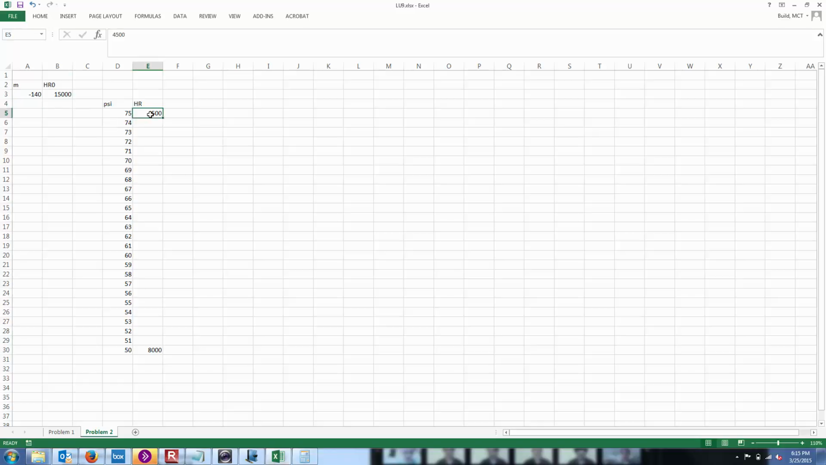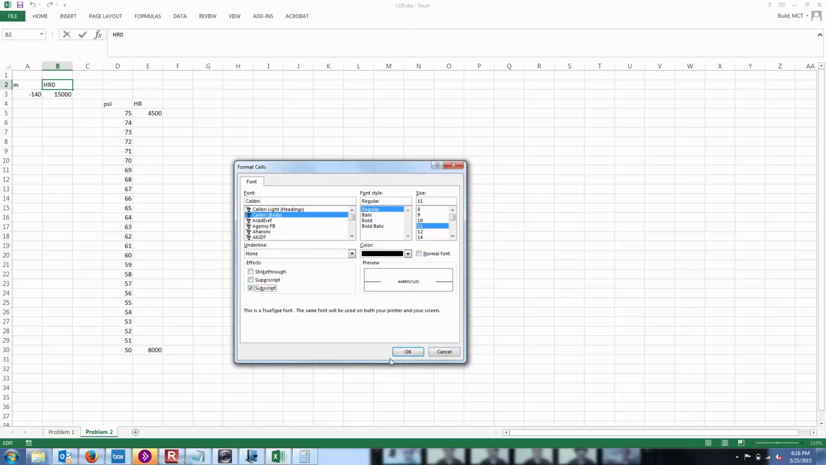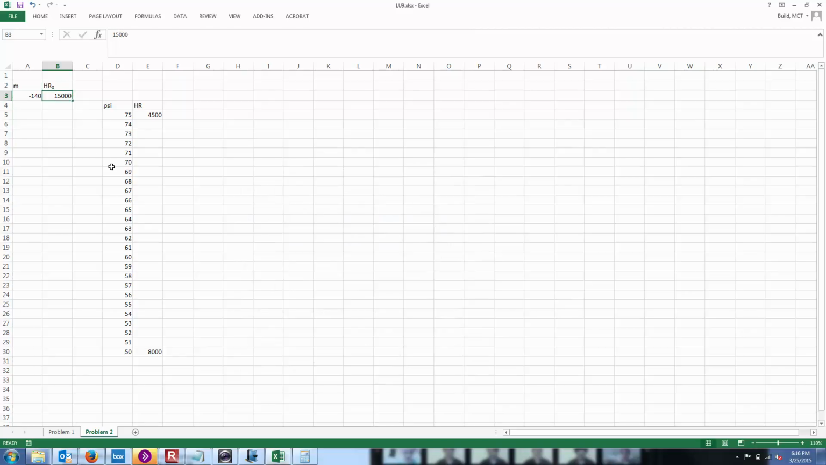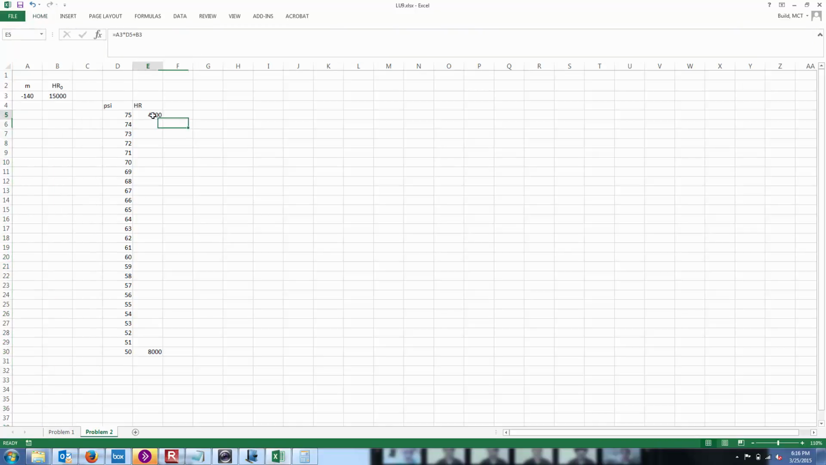So HR equals M times PSI plus HR naught. We get fancy and put a subscript on that guy. Control 1, subscript, okay, enter, fine. All right, so I figured it out once. Let's see if we hit our target. We'll slide her all the way down.